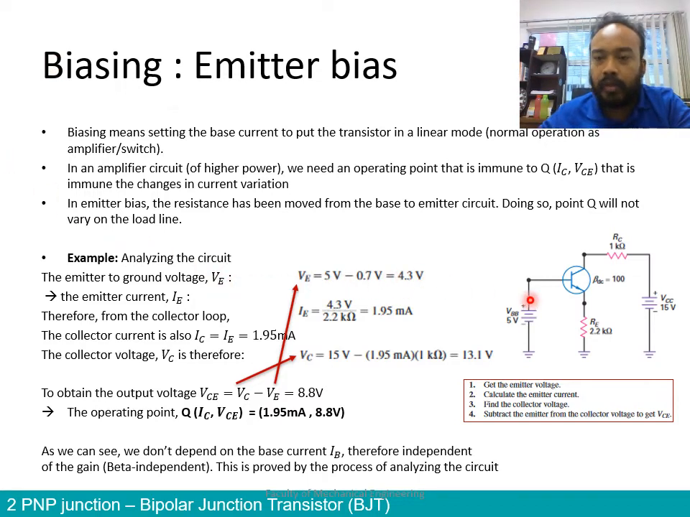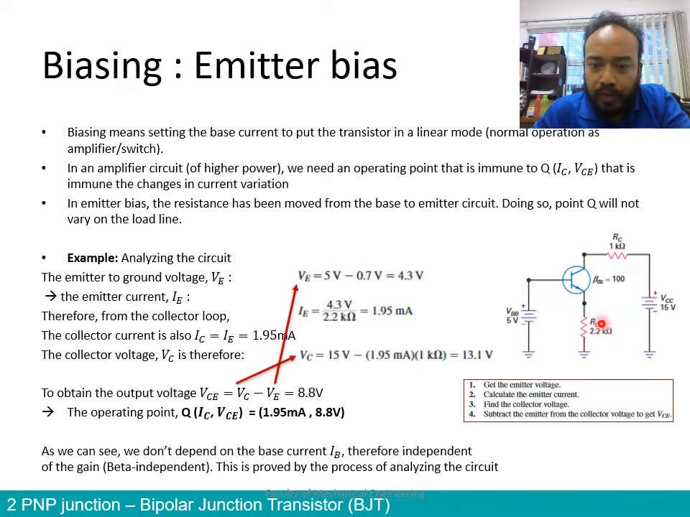In this example, we're going to analyze this particular circuit. So in emitter bias BJT, we have our resistor in the emitter terminal, and then there's no resistor in the base. So first, let's try to evaluate the emitter to ground voltage VE. VE is the voltage between point E, the emitter, and the ground. So it's the voltage across the resistor RE.